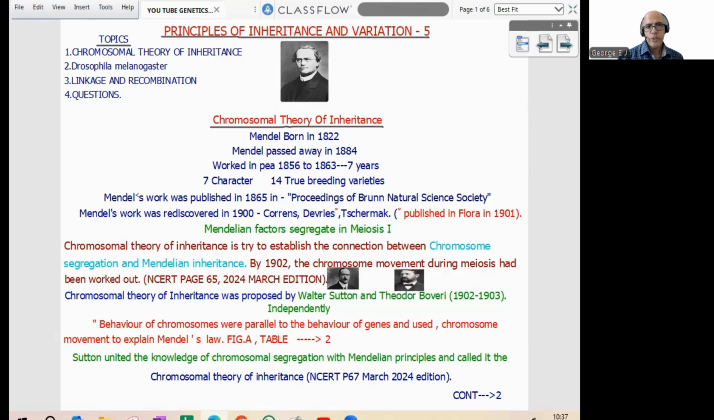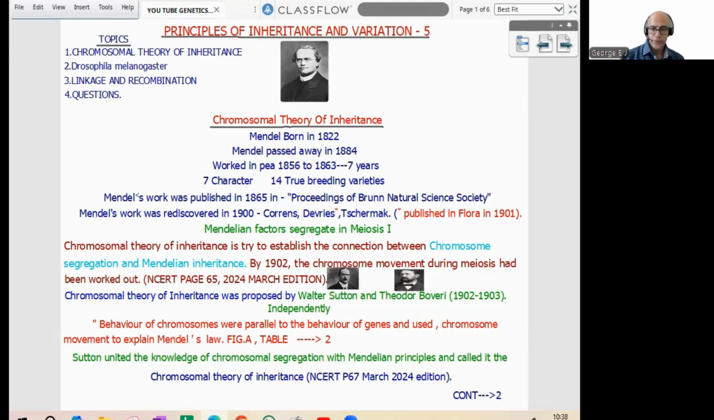Now, the chromosomal theory of inheritance is the first item we have to proceed with. What does it deal with? It will be history first, and after that, the essence of the theory. What is the aim of the chromosomal theory of inheritance? Fundamentally, this theory tried to establish a connection between chromosome segregation and Mendelian inheritance, connected with meiosis. That is the essence: the connection between chromosome segregation and Mendelian inheritance in the cell division called meiosis.